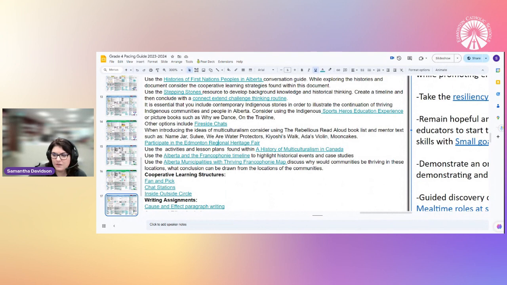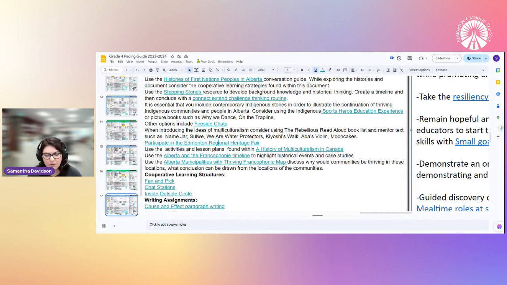All right, using the Alberta and Francophone timeline to highlight historical events and case studies, municipalities thriving, and the Francophone map, which is really great. You can discuss what causes communities to thrive, and why. You can look at geography, you can look at history. And then again, like I said, we want to make sure that we're continuing to embed cooperative learning structures. We don't want to do a new one every month, but it's important that they get used to fan and pick so they understand how to respond and how to have those conversations.